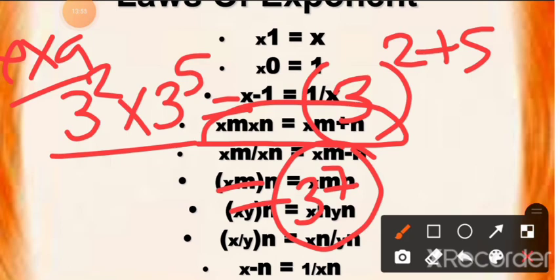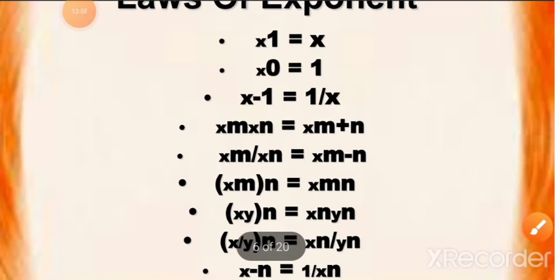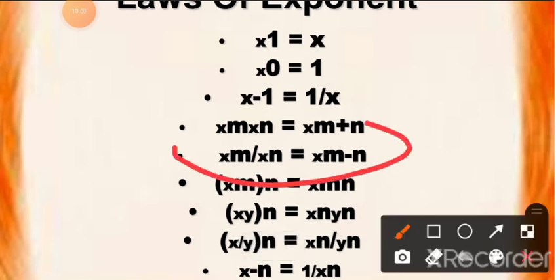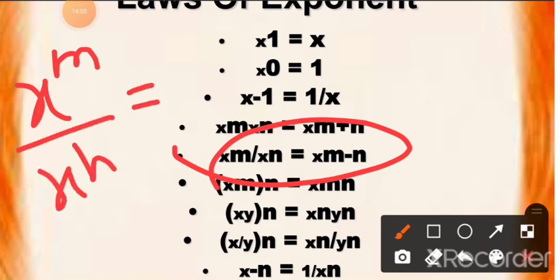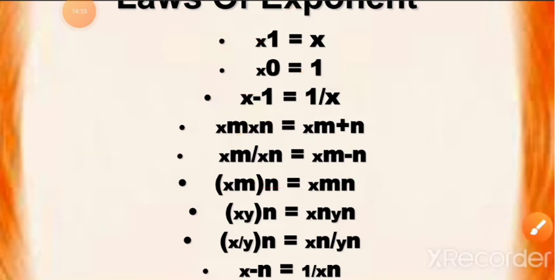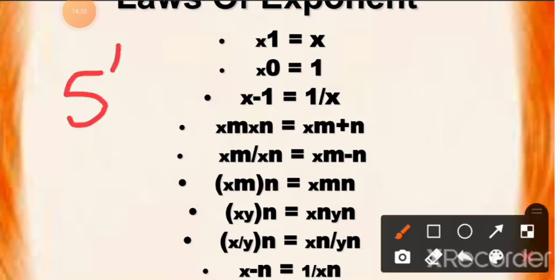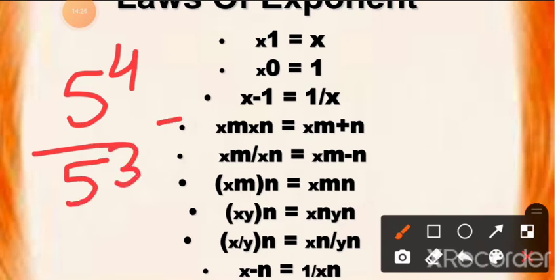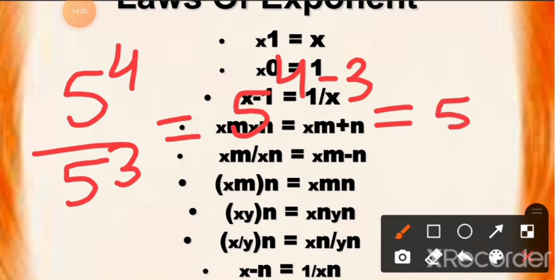Now the next one is x power m divided by x power n. If x power m is divided by x power n, you can write x power m minus n. This is how to use this law of exponent. The first example is 5 power 4 divided by 5 power 3. You can write 5 power 4 minus 3, so the answer will be 5 power 1.